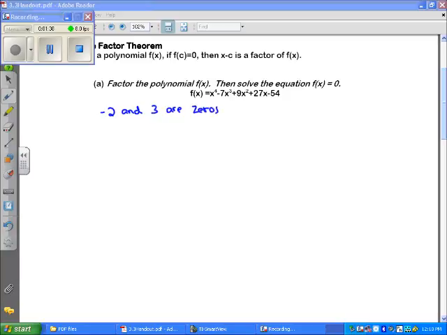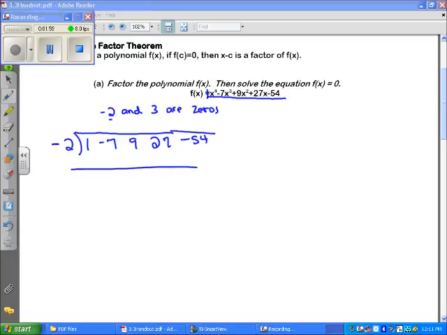Okay, so we're going to start with dividing by the -2. So I'm going to use synthetic division. I'm going to divide by x plus 2. Using synthetic division, I just put the -2 there. And I'm going to go ahead and put this polynomial in here using synthetic division. So I'll put a 1, -7, 9, 27, and -54.